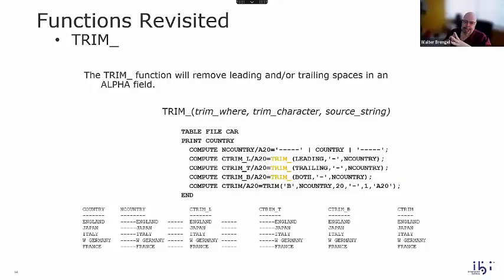Okay, trim underscore. So we had L trim, we had R trim, now we have trim underscore. This will remove leading and or trailing spaces, and in fact, any character, any leading or trailing character, either in the beginning or the end or both of a particular field. So here I have my new country, 820. I'm putting 5 dashes, the country, and then 5 dashes. And then I'm using trim underscore to remove the leading dashes, the trailing dashes, and then both of them.